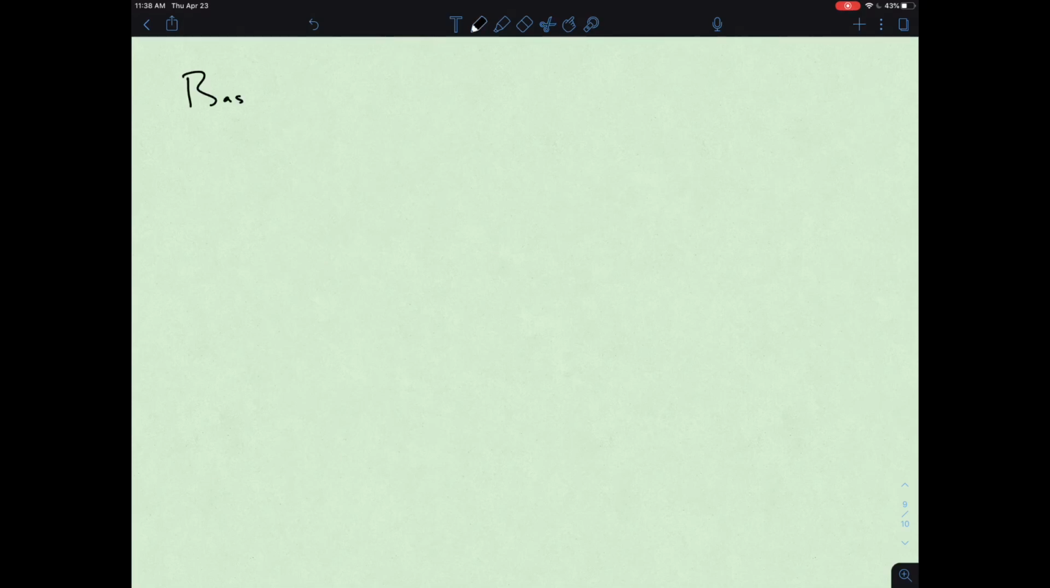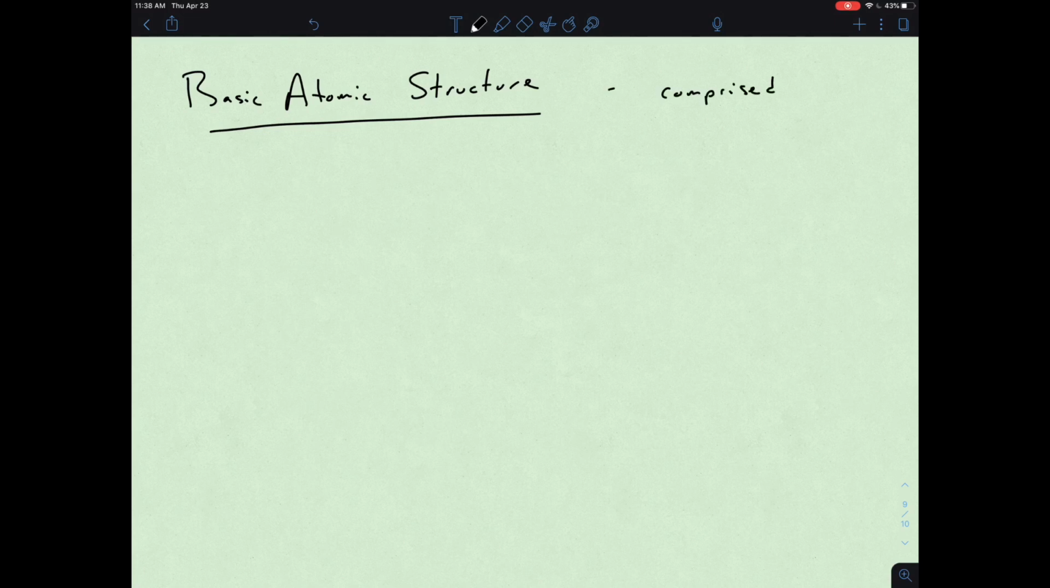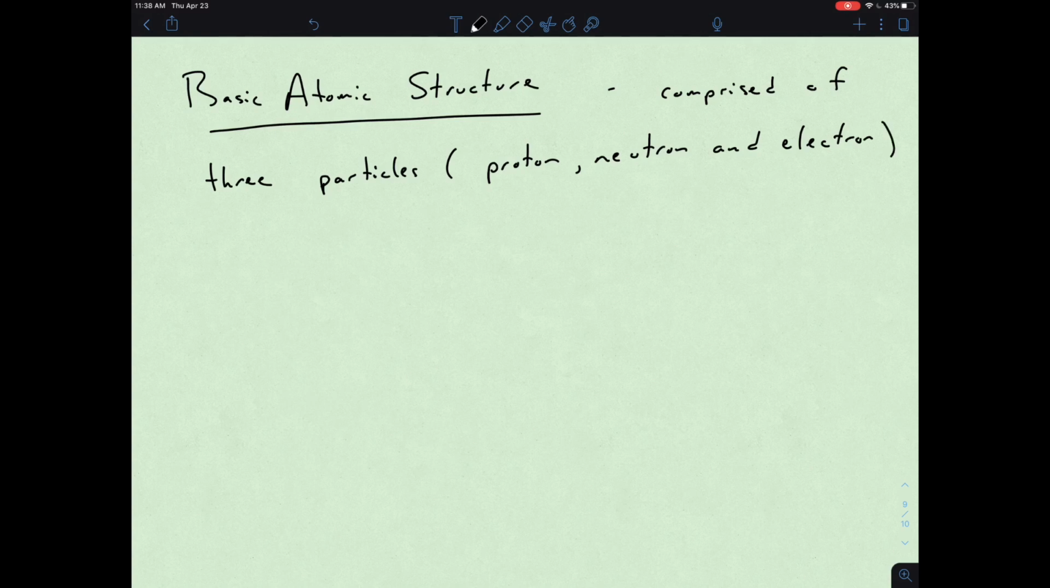Currently, our basic atomic structure is comprised of three principal particles. And we have the proton, we have the neutron, and we have the electron.